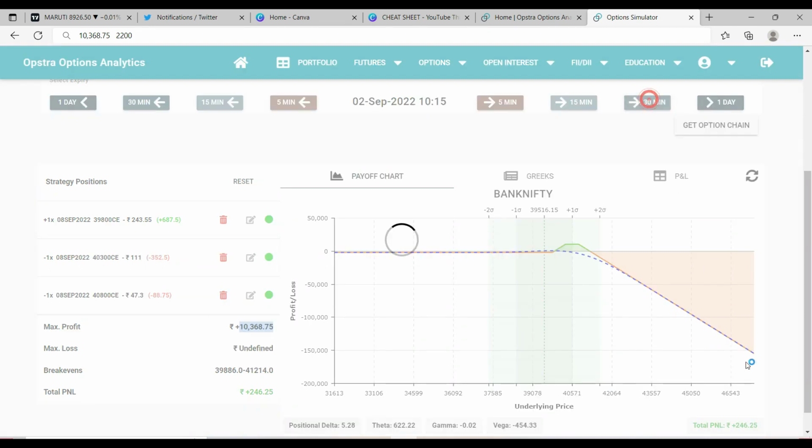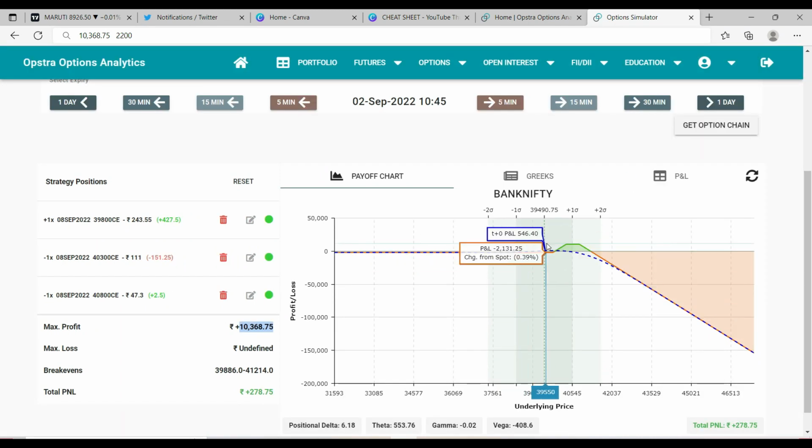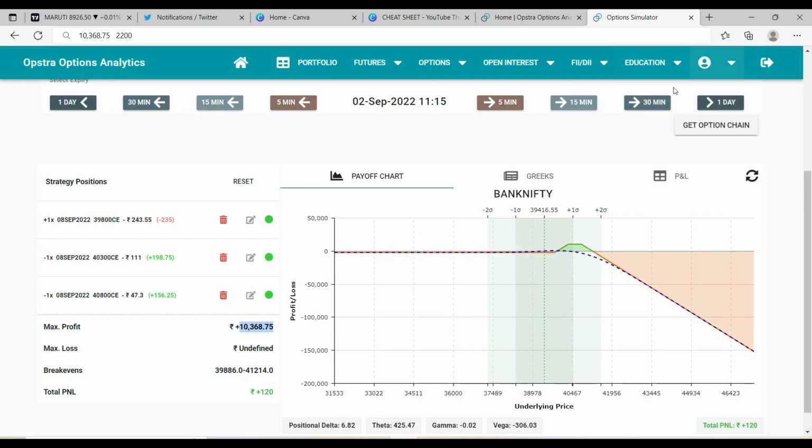Okay, I'll go for 30 minutes. Keep an eye on this. My market should reach somewhere between these two, buy and sell. What I meant to say is between 39,800 and 40,300. When the market is in between these two spreads, then I'll think about doing the adjustments. If not, I won't. Check this market.